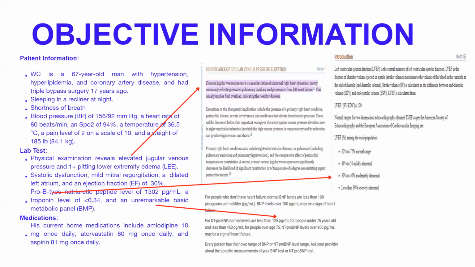So for the NT-proBNP, normal levels are less than 125 pg per ml for people under 75 years old and less than 450 pg per ml for people over age 75. So based on the patient, a 67-year-old man that has 1,302 pg per ml has signs of heart failure.